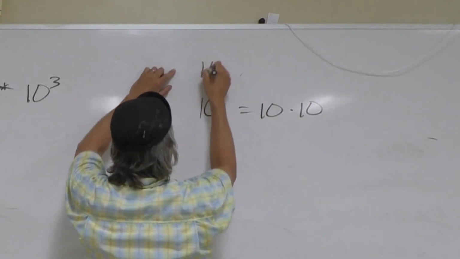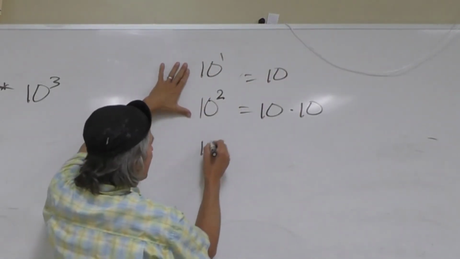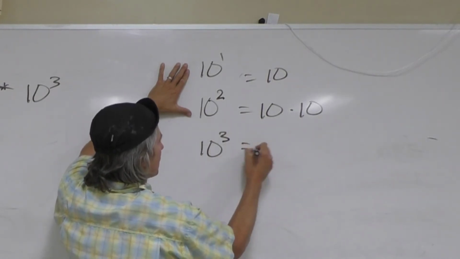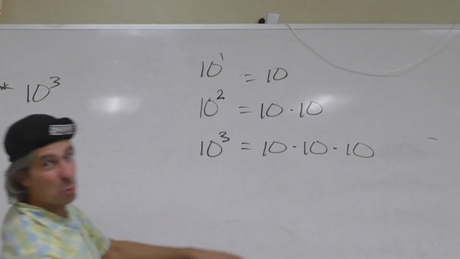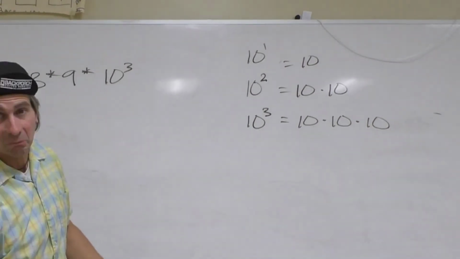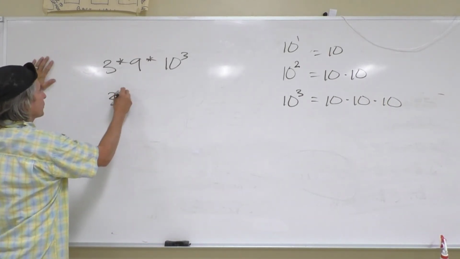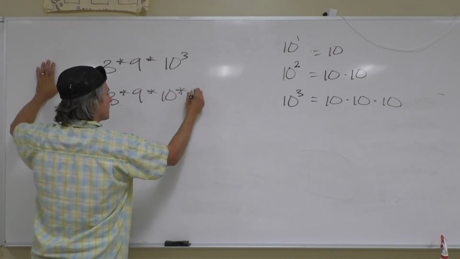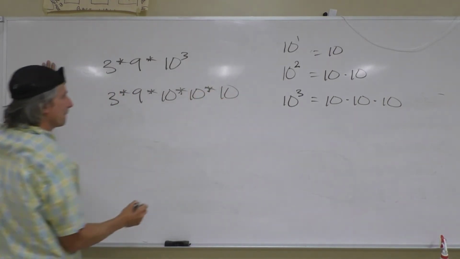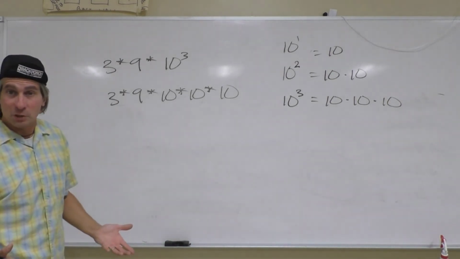Just like 10 to the first just means 10. 10 cubed means 10 times 10 times 10. It's just a shortcut way of saying it, really. So another way of writing this would be 3 times 9 times 10 times 10 times 10. And now it's all multiplication, which is good.